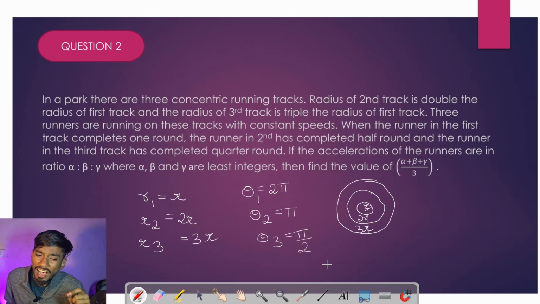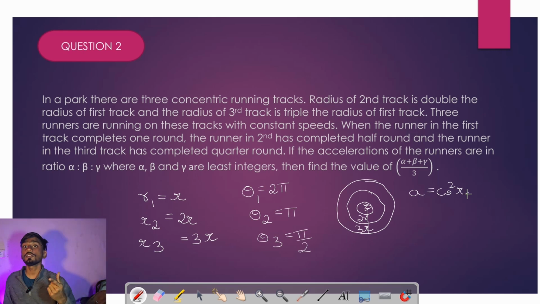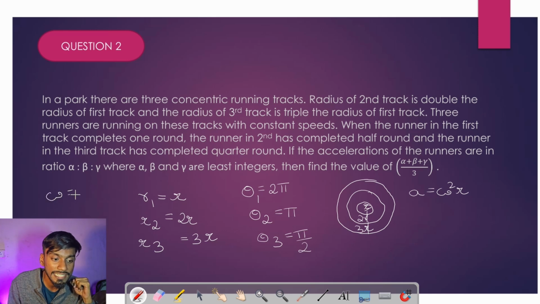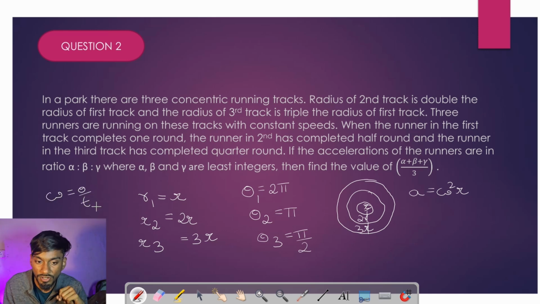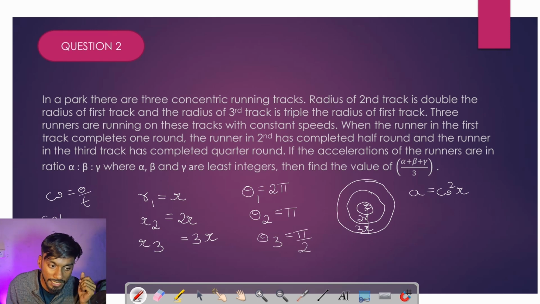Now, they have asked you to find the acceleration, but instead they have given you these thetas and r's. If you want acceleration, that is nothing but omega square times r. Now I need to find omega, right? For that, what can I do? Omega is equal to theta by t, and the time is constant, right? In the same time, omega 1 is equal to 2 pi by t, omega 2 is equal to pi by t, and omega 3 is equal to pi by 2 times t.